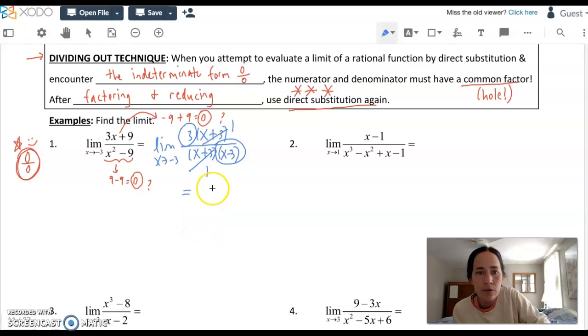No need for any limit notation here. As soon as you direct sub back in, I drop the word limit and I'll call it 3 over -3 minus 3. This is me plugging this in for x, and I got 3 over -6, so -1/2.